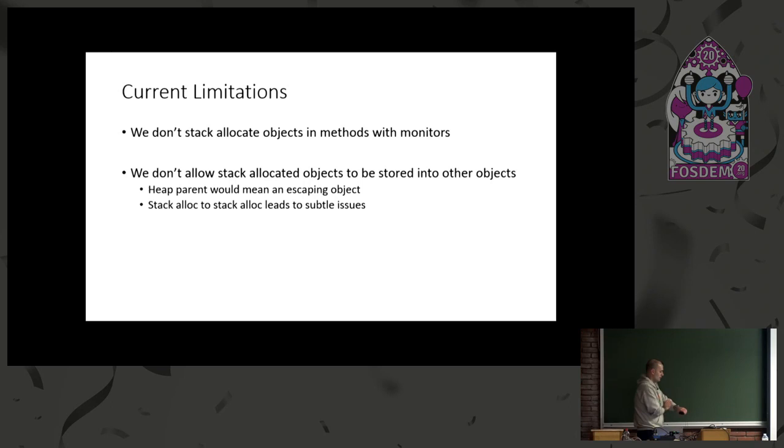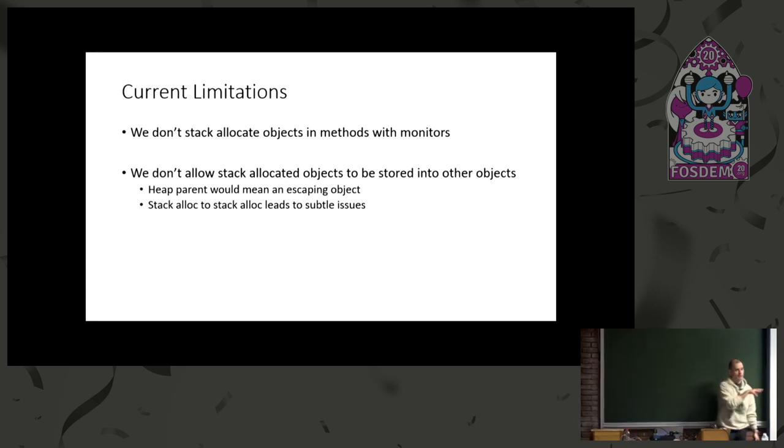So we go into current limitations. We have a few limitations right now. We don't stack allocate objects with monitors. It's a side effect with the box lock node. We just didn't finish the work. It's not hard to do. But some of the monitor elimination code eventually compacts our box lock slots for stack allocated objects, so we mess up. The second one is the main issue that we have with performance right now.